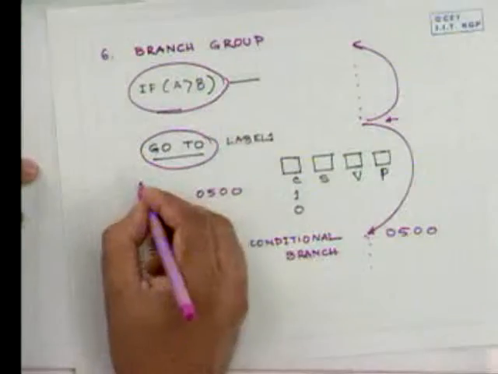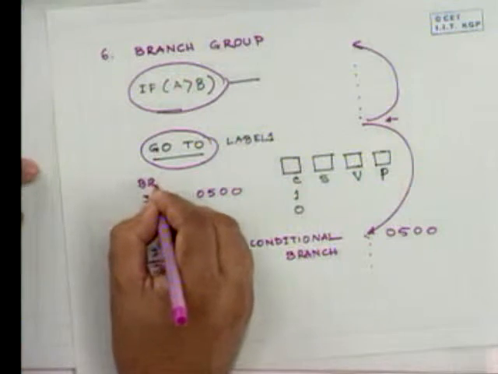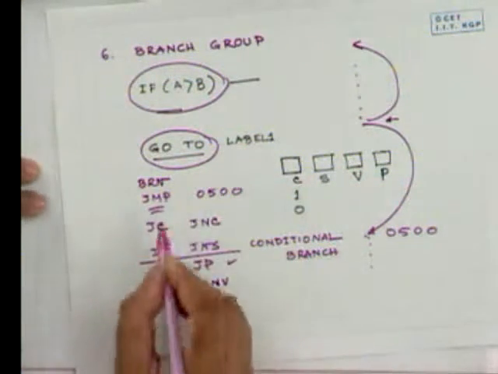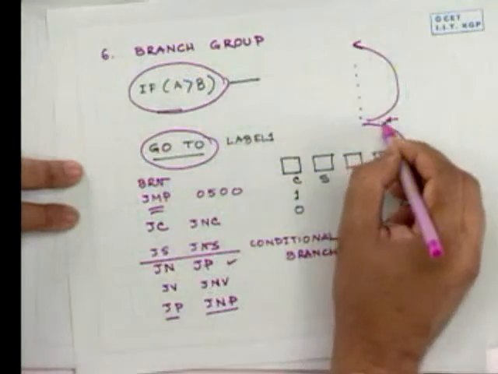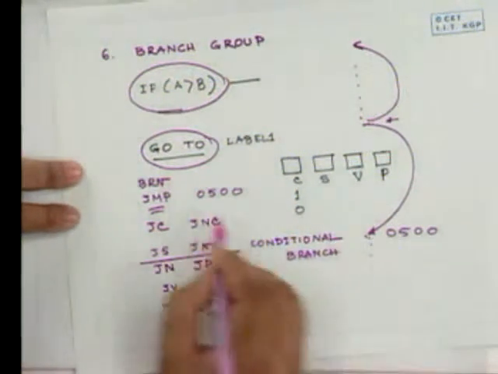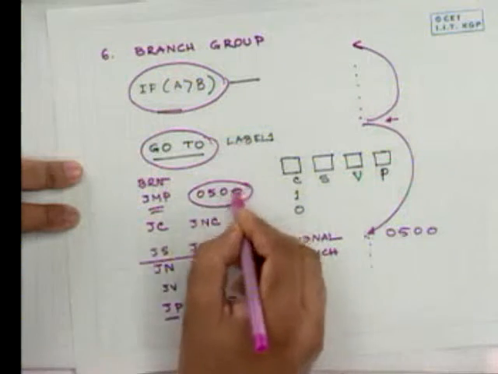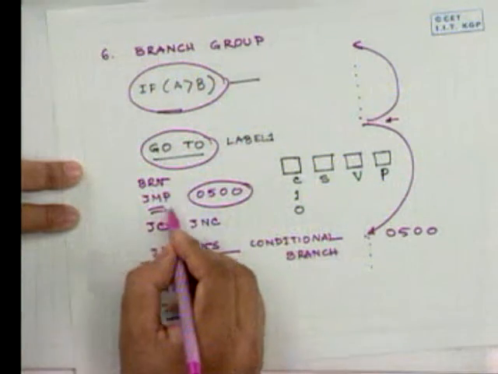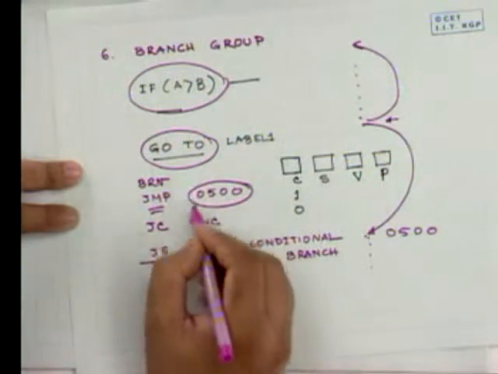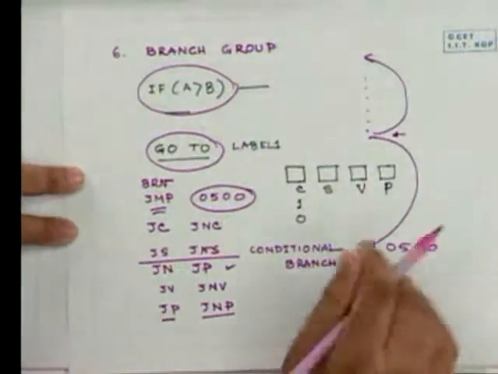Now, there are other branch instructions also. For example, instead of a jump, sometimes it is called a branch instruction, BRN. How far a jump instruction can take the control depends upon the address that I can put along with the jump instruction. That we will talk about when we come to addressing modes.